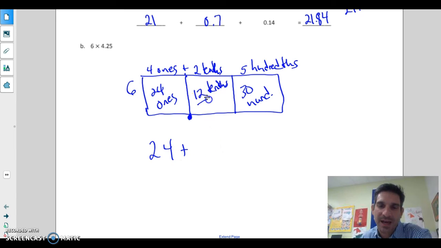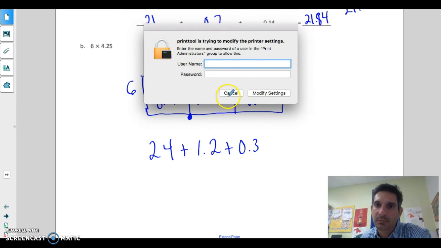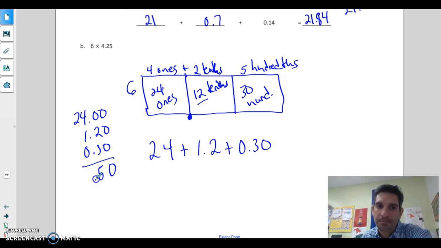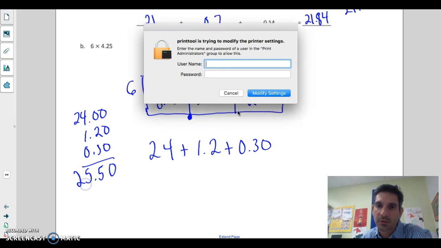Now we have to think of this as 24 plus 12 tenths. It's not 12 hundredths, it's 12 tenths. So this is what we have to be really, really careful about. 12 tenths is actually 1.2, plus 30 hundredths. So now we have to add this up: 24.00, 1.20, 0.30.